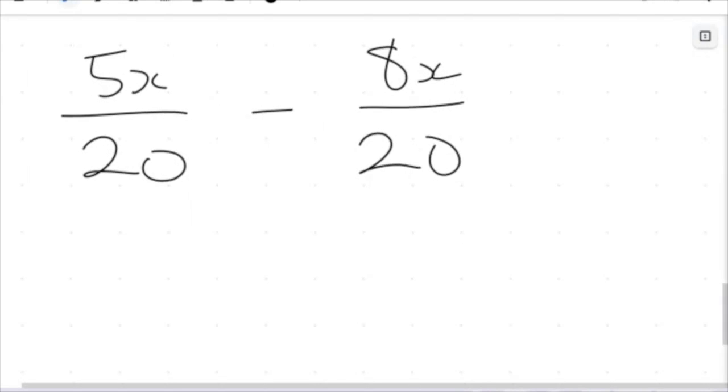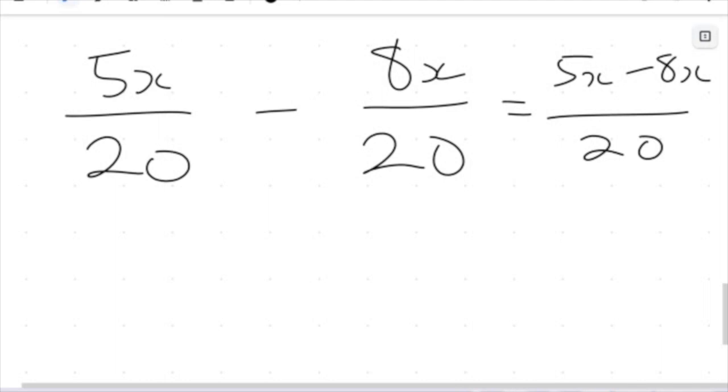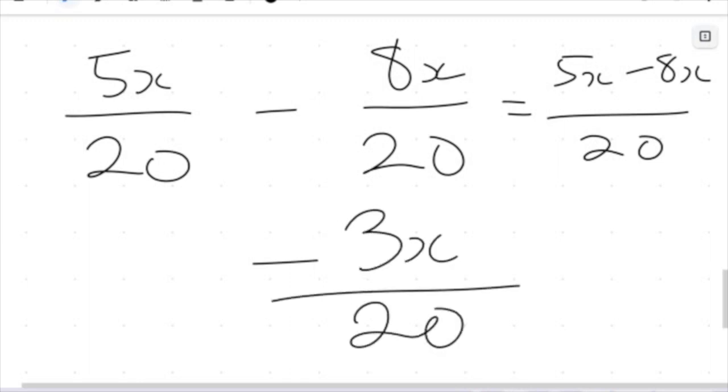And now that I have these as equivalent fractions, I just need to perform this subtraction with the numerators. So in essence, here I have 5x minus 8x all over 20. And I can see here I have like terms, so I can actually subtract one from the other. Taking away 8x from 5x gives me negative 3x over 20. That is all we have to do. It is the same way we've been working with fractions up until now.